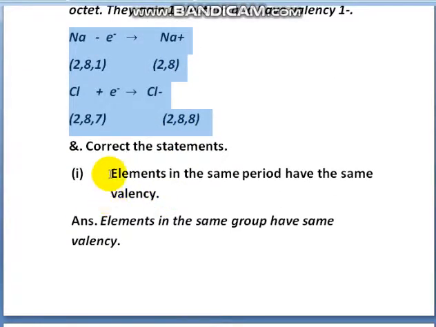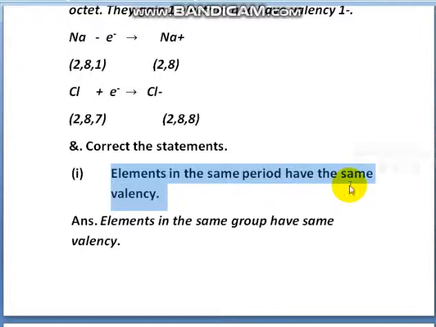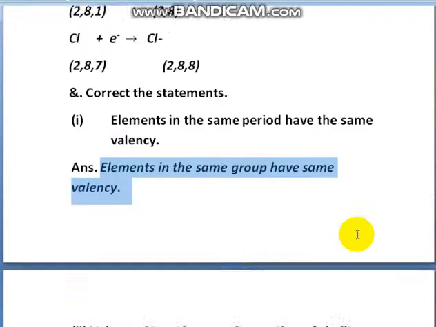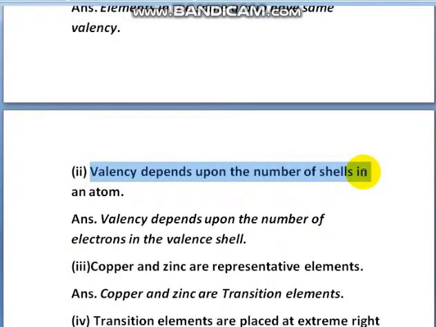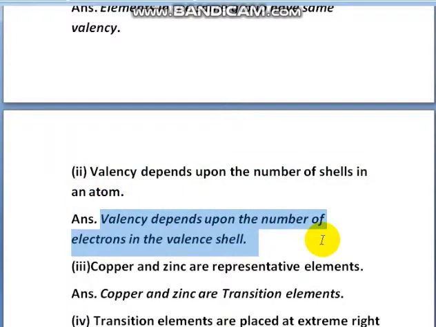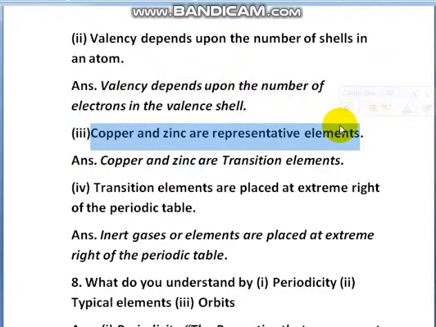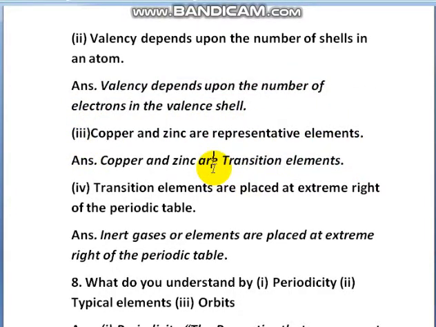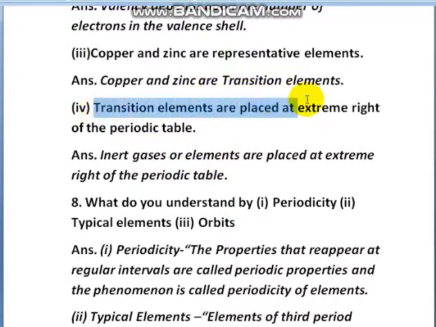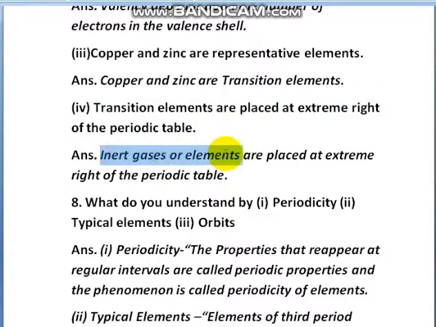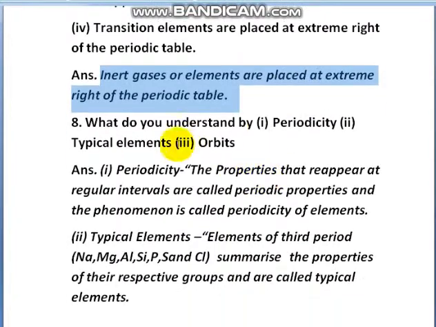Okay, next, correct this statement. Elements in the same period have the same valency. No, what is the correct statement? Elements in the same group have the same valency. Next one, valency depends upon the number of shells in an atom. No, it depends on the number of valence electrons in the valence shell. Next, copper and zinc are representative elements. No, these are transition elements. Next, transition elements are placed at the extreme right of the periodic table. No, inert gases are placed at the extreme right of the periodic table.